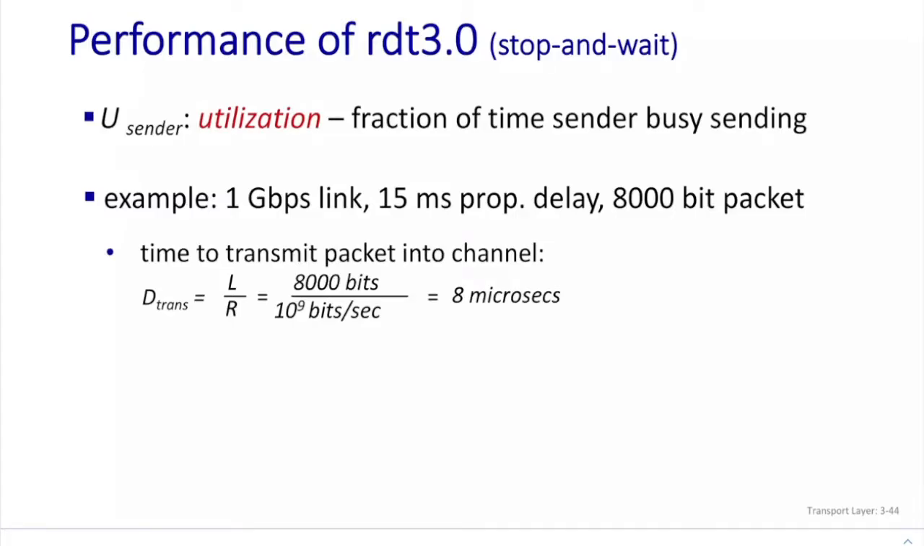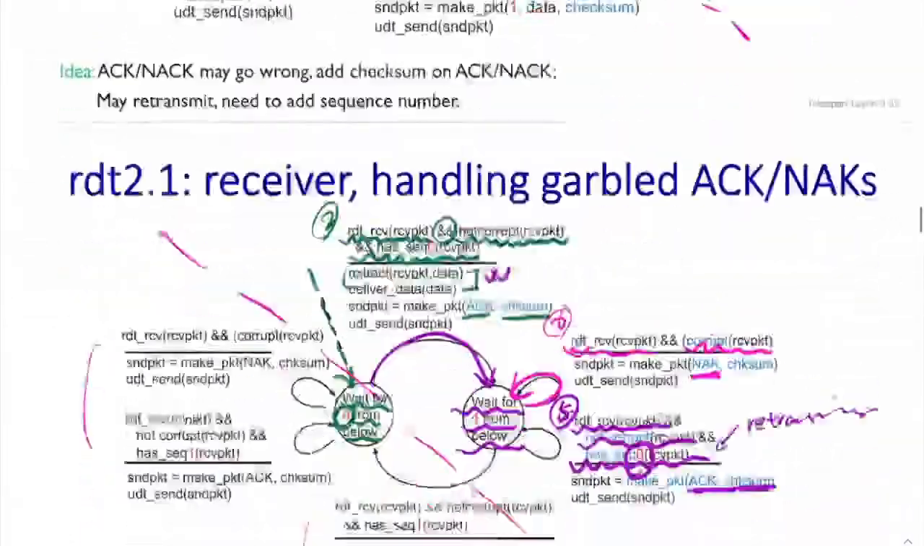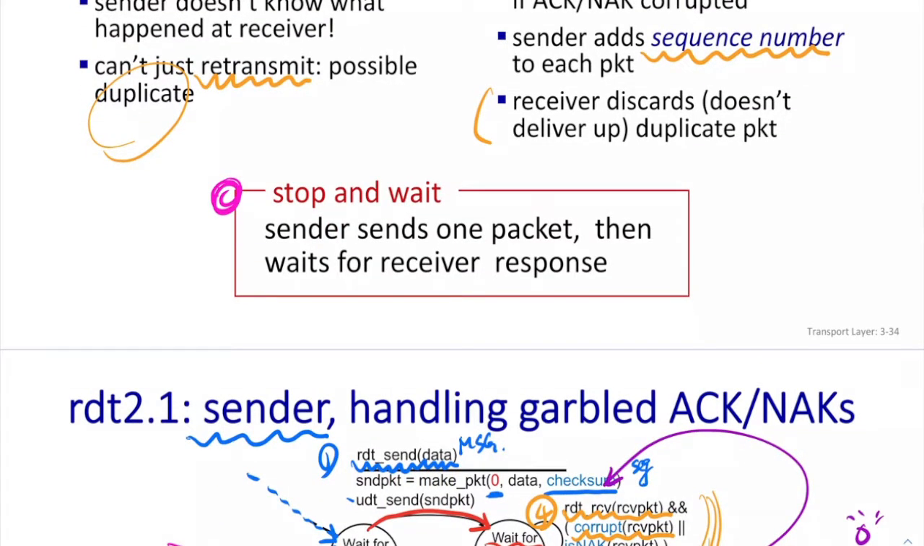Okay, the next topic we're going to talk about is the performance issue of RDT. As we mentioned before, when we talk about different versions of RDT, basically they follow a mechanism called stop and wait. That means the sender sends one packet and then waits for the receiver's response. The sender cannot send two data packets to the receiver without receiving an ACK.